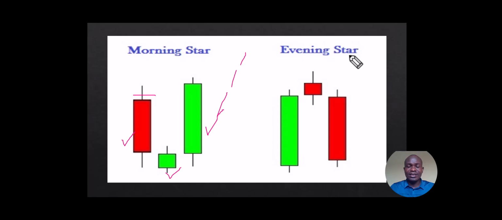Likewise, we have the evening star, where we have the first bullish candle, the small bearish candle, and the last bearish candle. All right, and most times this bearish candle will engulf the bullish candle. All right, and at this point the market will keep reversing.